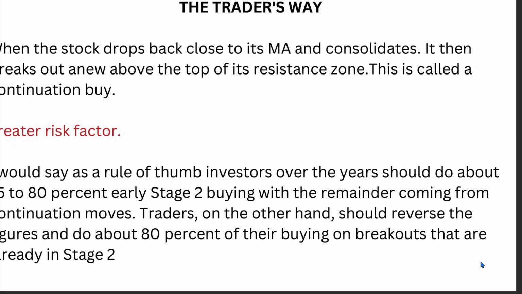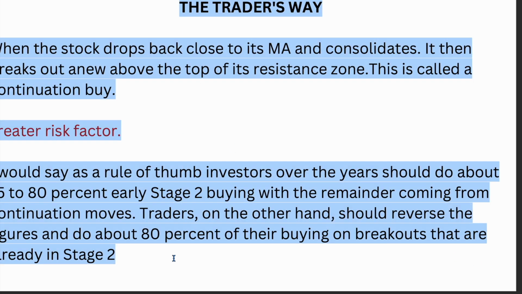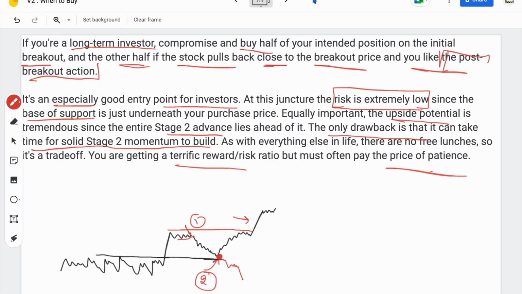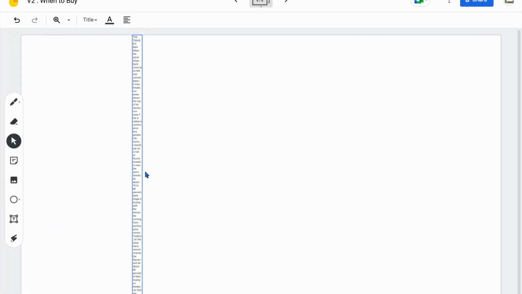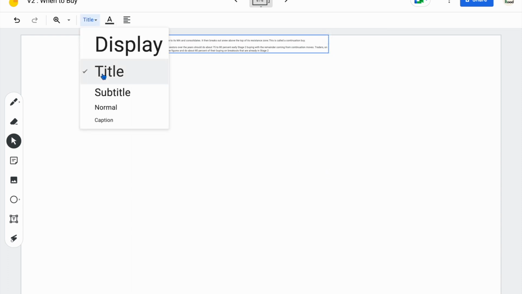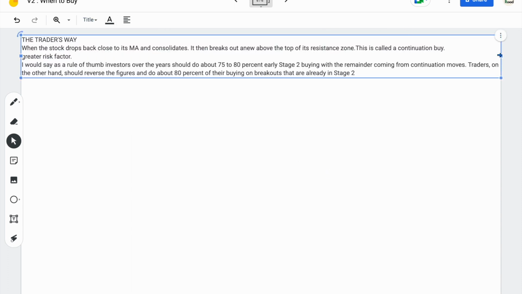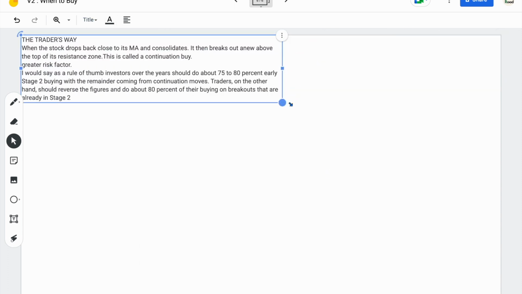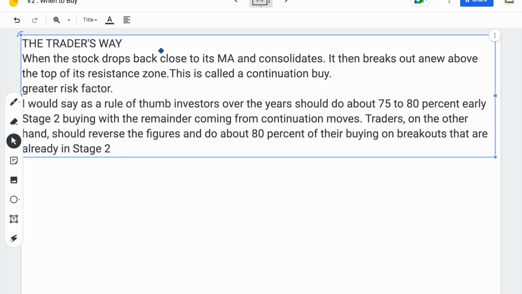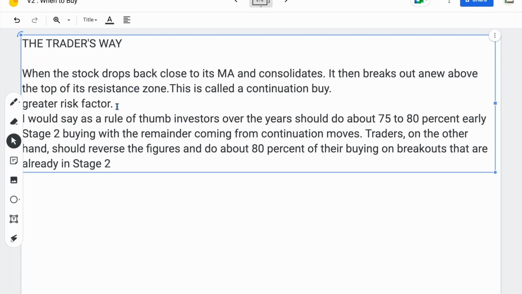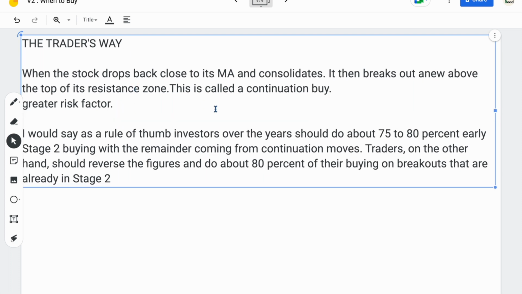Then he goes on to talk about the trader's way, and this is important. So let's get the data from here onto our slides and see what he's trying to say. But again, we know that trader and investor are essentially the same thing. It's just that traders usually get in and out quickly, while that's not the same case with someone you would call an investor.